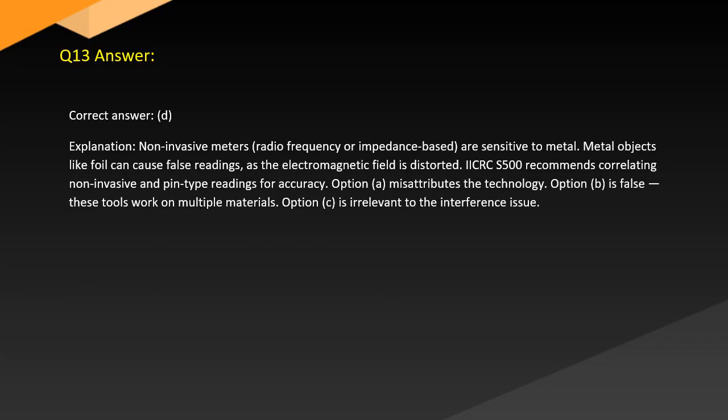Answer. Correct answer: D. Explanation: Non-invasive meters, radio frequency or impedance-based, are sensitive to metal. Metal objects like foil can cause false readings as the electromagnetic field is distorted. HRConquer recommends correlating non-invasive and pin-type readings for accuracy. Option A misattributes the technology. Option B is false. These tools work on multiple materials. Option C is irrelevant to the interference issue.